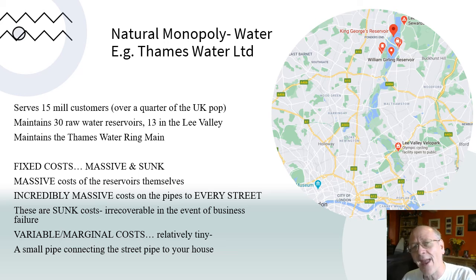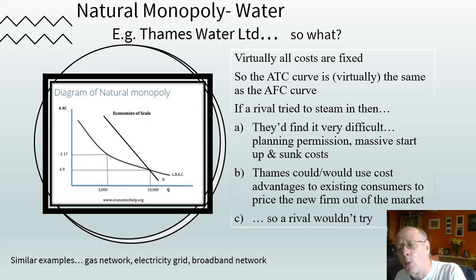And if we compare that with the cost of getting the water from the street to your house, that requires a relatively small pipe. So the variable costs or marginal costs to supply the extra household are negligible. What's the result of this? Well, if virtually all your costs are fixed, then your total costs are virtually the same as your fixed costs. So your average total costs are virtually the same as your average fixed costs. If you look at that diagram on the left-hand side, you can see the long-run average cost curve is shaped exactly the same as the average fixed cost curve.